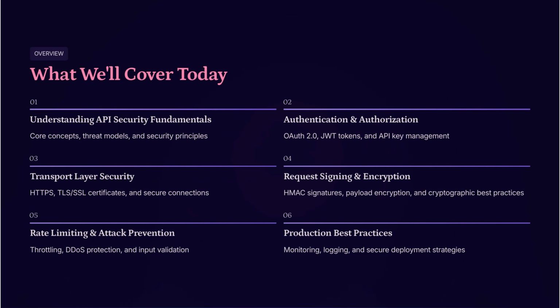API security is crucial for protecting data integrity and confidentiality. Core concepts include understanding threat models and security principles. Every API call can be an attack vector, requiring robust measures like authentication, encryption, and rate limiting to prevent unauthorized access and data breaches. Ensuring secure API communication is essential for maintaining trust and reliability in digital interactions.